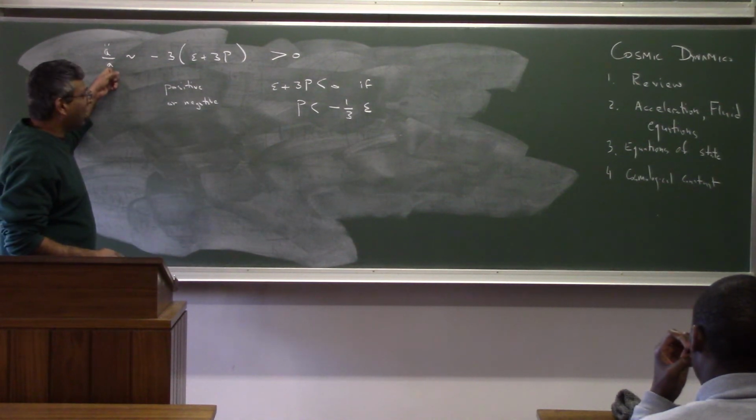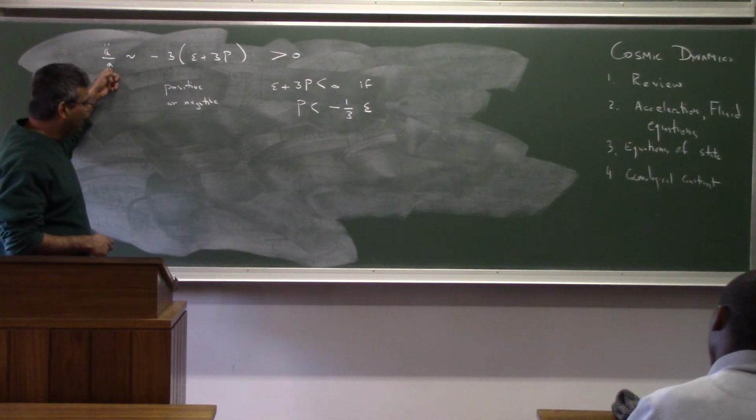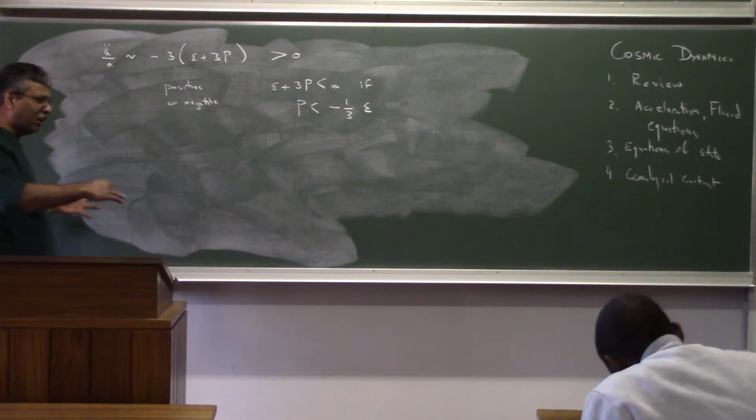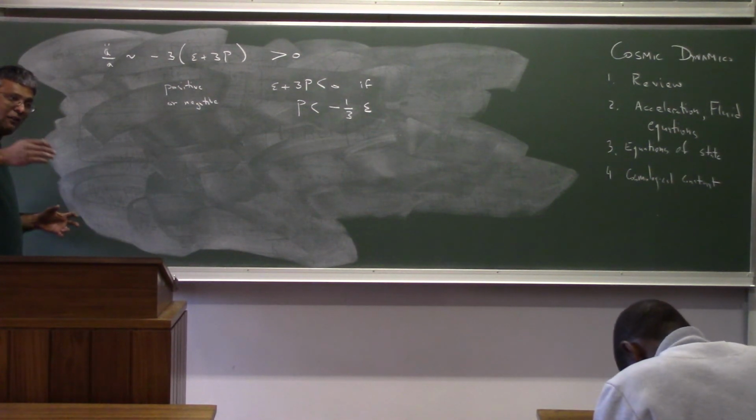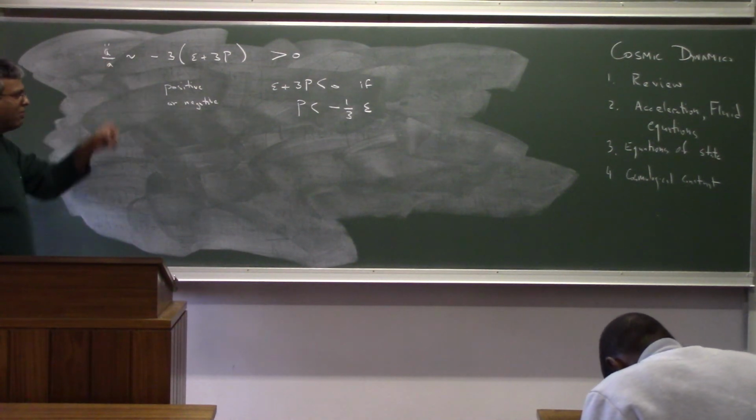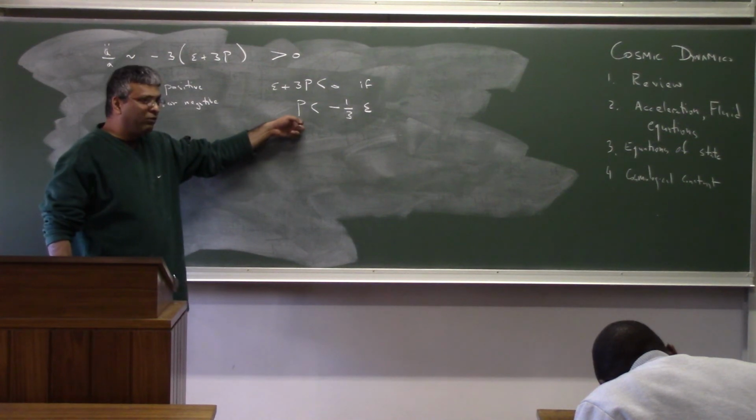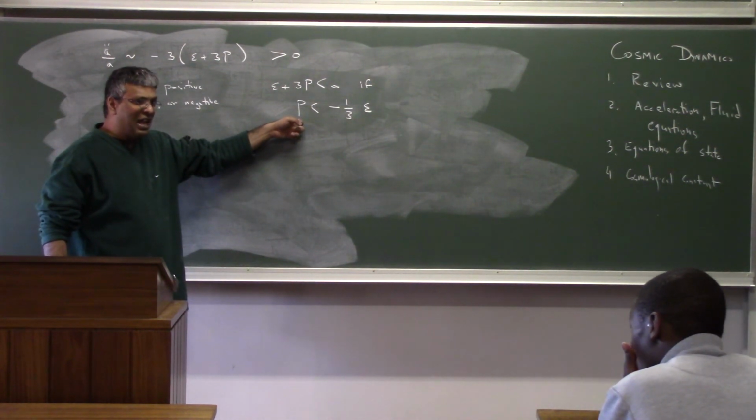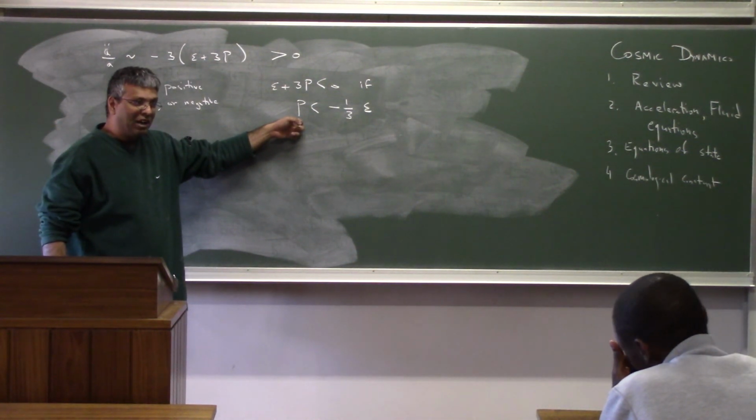So this tells us the acceleration of the universe. The universe has a scale factor, it's expanding. We know that from Hubble's observations. That expansion is accelerating when a double dot is positive, and that happens when the stuff in the universe driving the expansion has a pressure which is less than minus 1/3 epsilon.